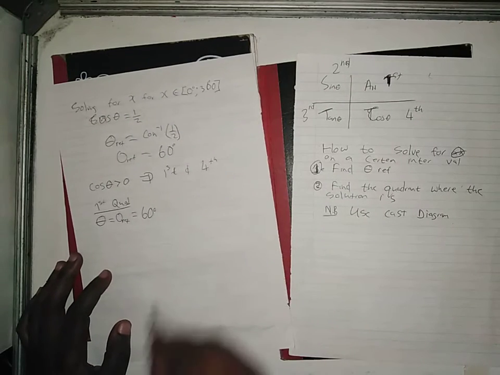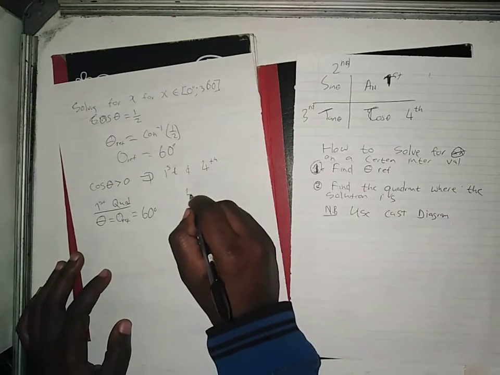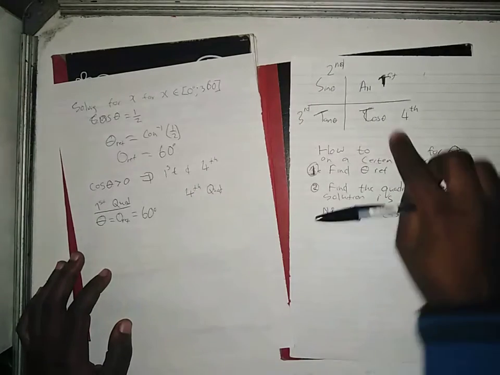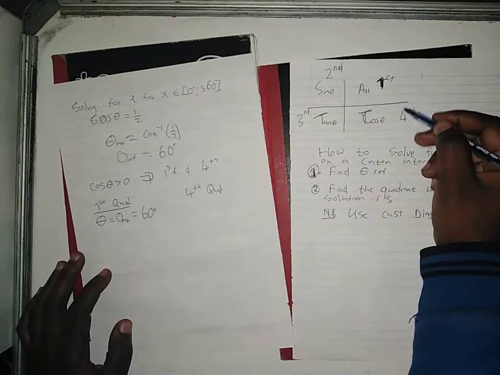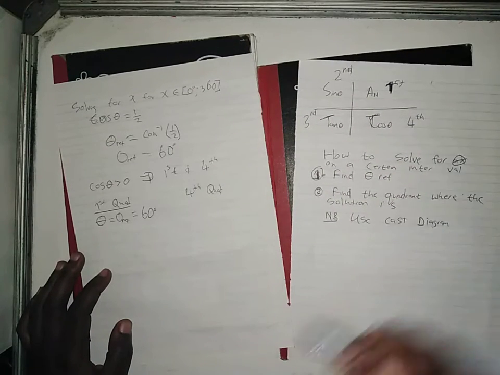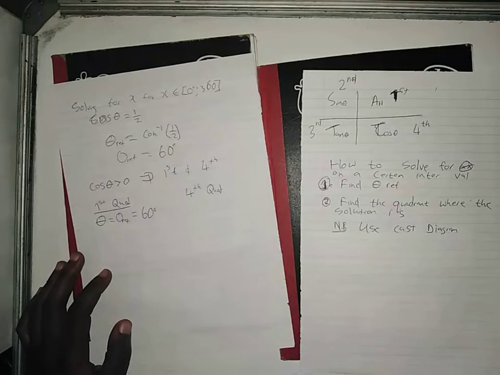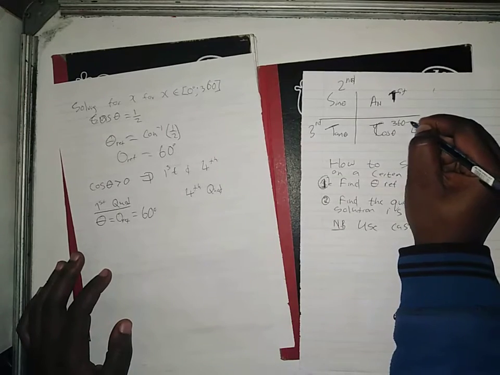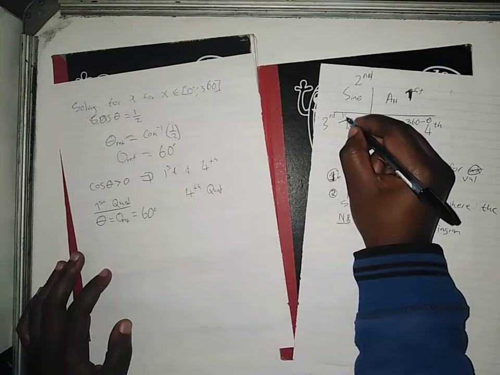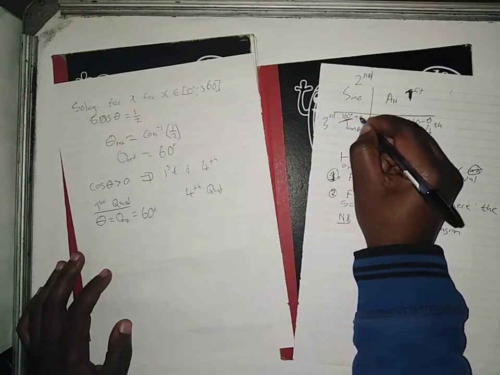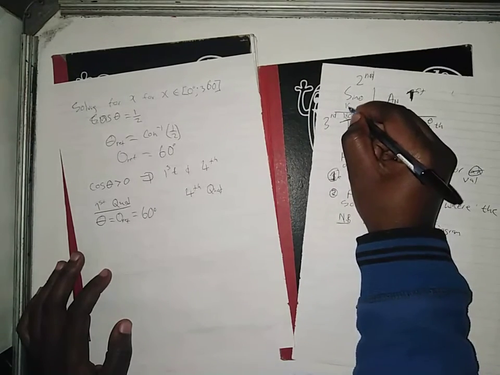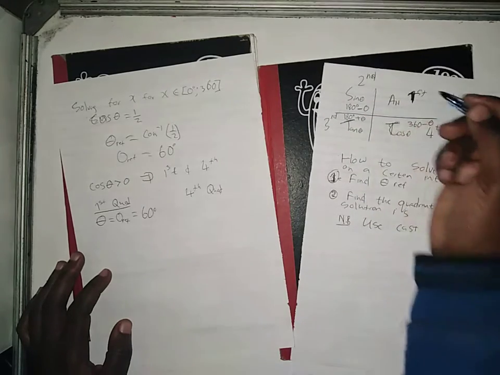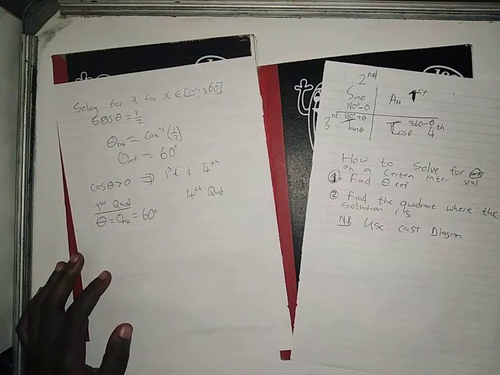Okay, what about the fourth quadrant? In the fourth quadrant, guys, this is a 360 minus quadrant. Let me just show you what to use here. In this fourth quadrant, you always use 360 minus theta. Here you always use 180 degrees plus theta. Here you always use 180 degrees minus theta, and here you take the angle as it is.